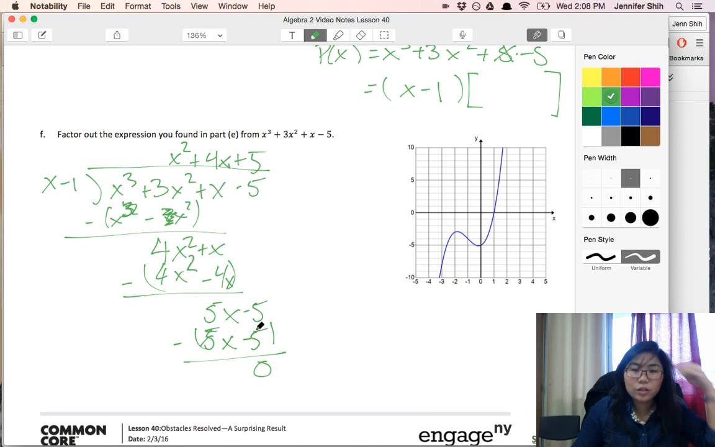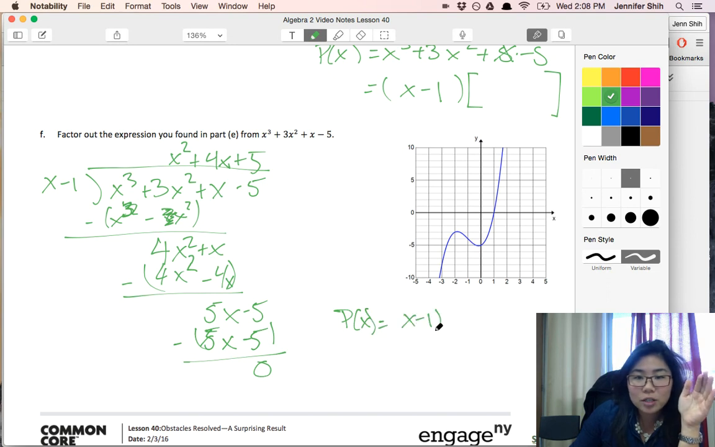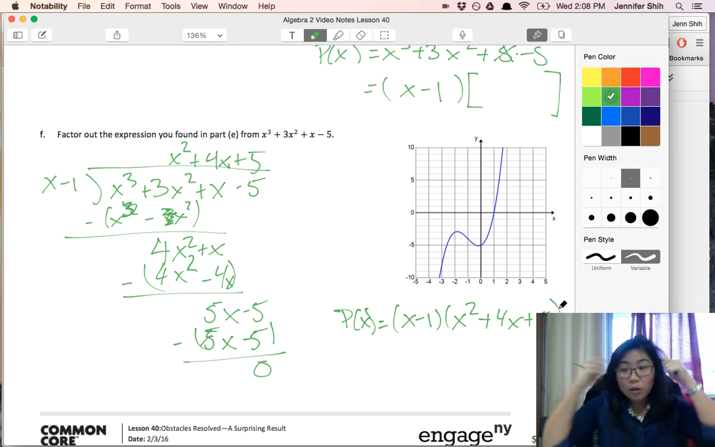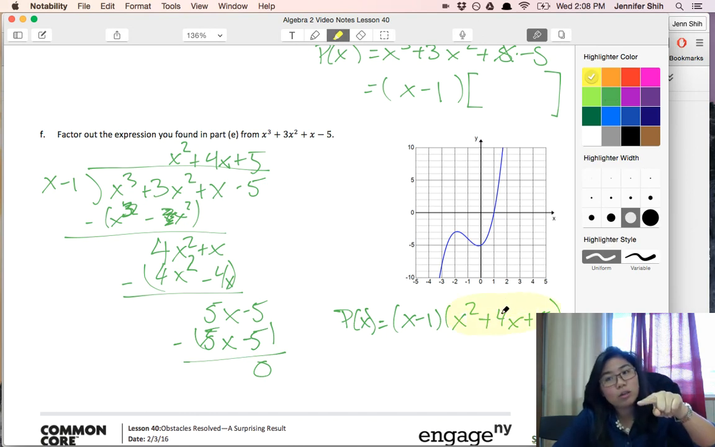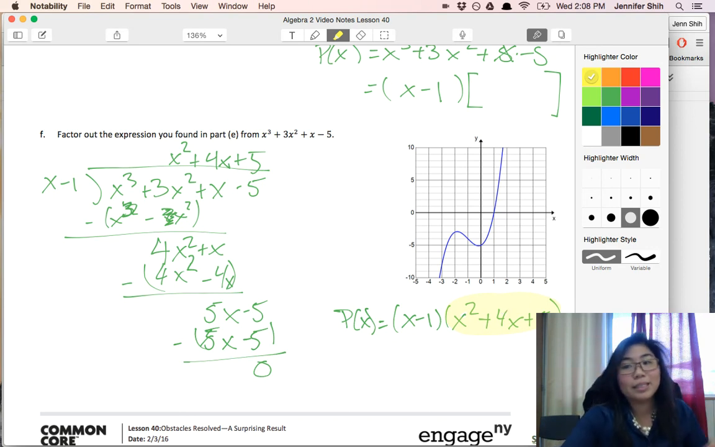Whew. No remainder. Okay, what does that mean? So we factored out x minus 1 from the polynomial. That means our polynomial we can rewrite as x minus 1, and now we can write it as x squared plus 4x plus 5. My question for you is, do you think we can factor that x squared plus 4x plus 5 even more? So let's talk about that in the next video, and then I'm going to pick up with box method for this problem, okay? Next video.